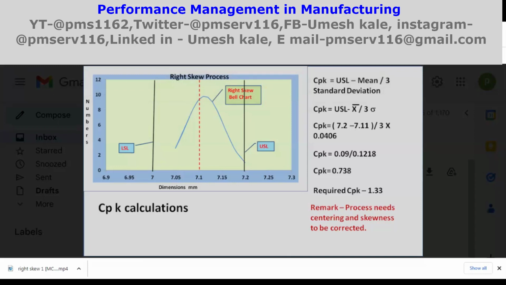For the CPK calculation, the formula is upper specification limit minus mean divided by 3 sigma. So the CPK value is 7.2 minus 7.11, that is upper specification limit minus x bar, that is mean, divided by 3 into 0.046. This value comes to 0.738, that is the CPK value. The standard value for the CPK is 1.33, meaning this process is not centered, and from the Bell chart you can see that it is not uniformly distributed. So you have to again reset the process and bring the mean of the process to the 7.1 value, and as per the Bell chart it should be uniformly distributed.